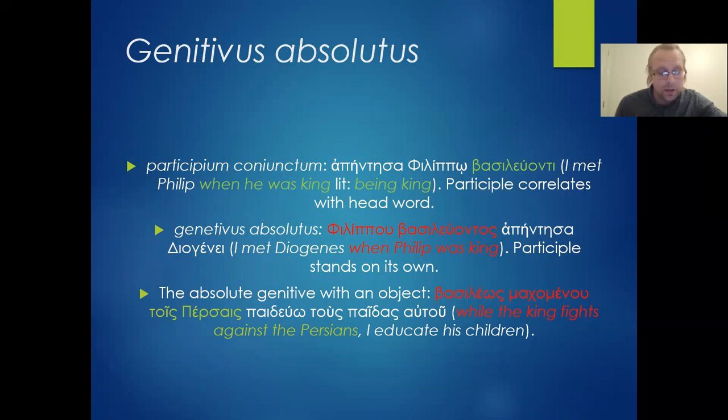Another example of an absolute genitive use, where the absolute genitive is used instead of a temporal clause, is found in the sentence Basileos machomenu tois persais paideuo tus paidas autu, which could be translated as while the king fights against the Persians, I educate his children.